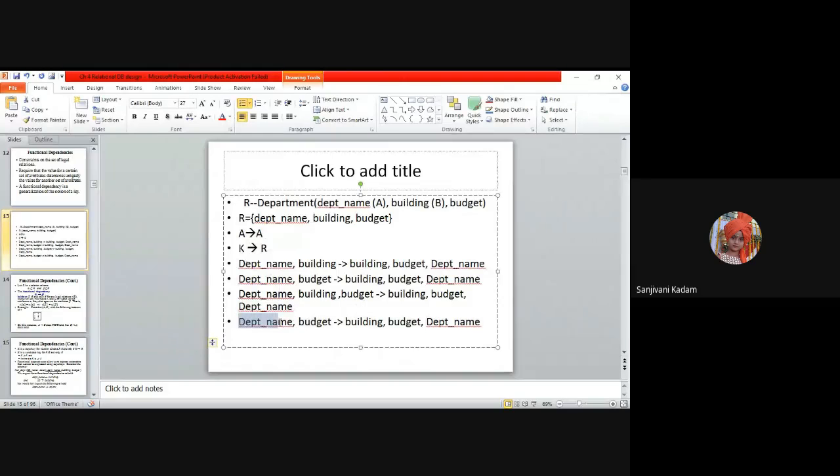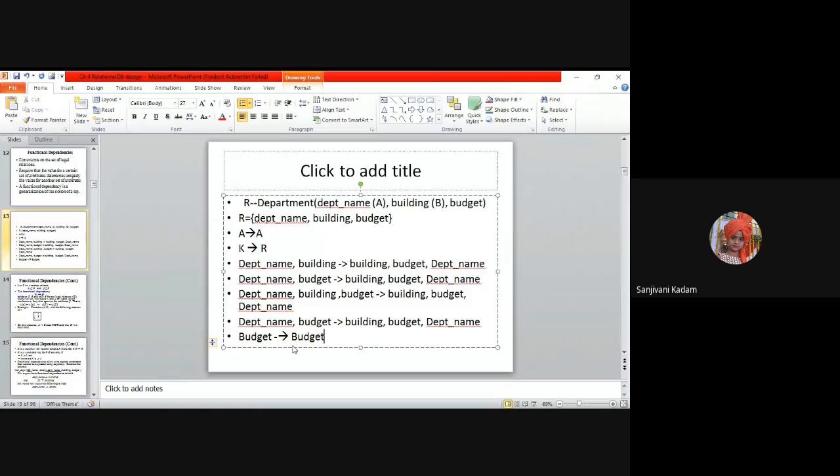Let us take alpha to be department name. Right now alpha is my department name. Or let us take budget to be alpha. Budget is my alpha. Whether budget can give me the complete relation, budget can give me budget.